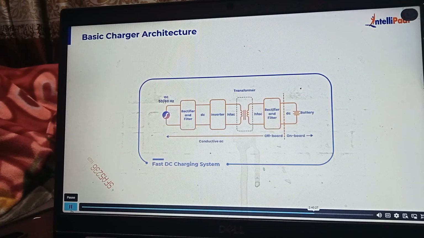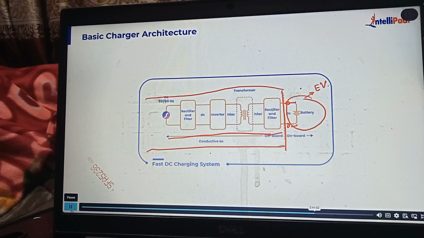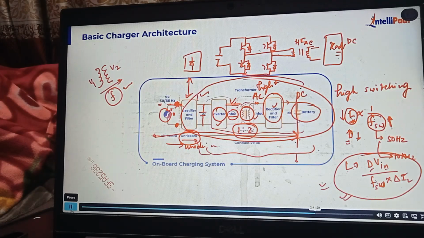Now let's go to the basic charging topology. This I have already shown you. Now in case of an off-board charger, if I take this topology, you can see the only difference is the fast DC charging system. The off-board charger is conductive, and this part is installed up to this point, and with the vehicle only this part is there. Only the battery is with the EV. The rest of the system is installed in the charging station. This is known as the fast DC charging system, whereas this one is the slow charger, the onboard charger. You can clearly see the difference.